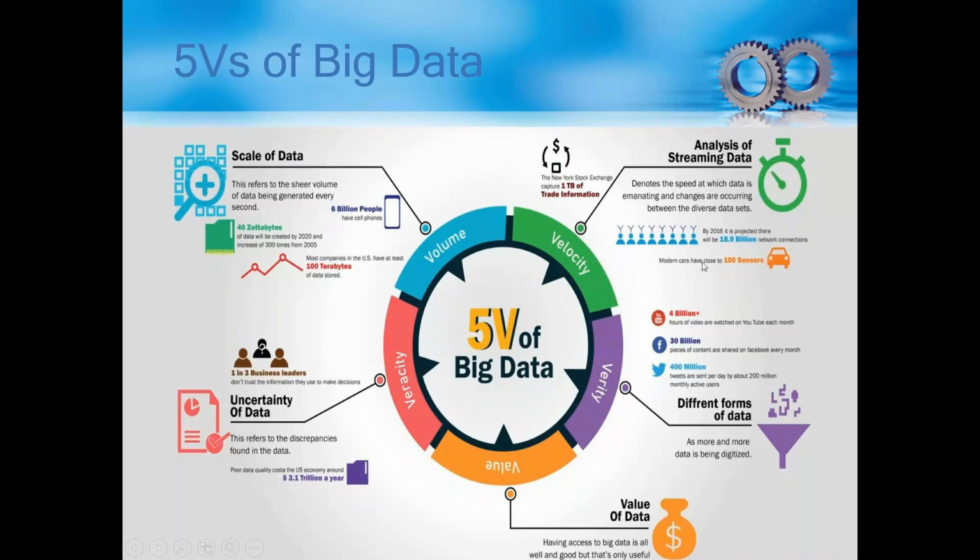Modern cars have close to 100 sensors. The New York Stock Exchange captures 1 TB of traded data. It's stock market data. That is called velocity, the speed at which the data is transferred through the network.